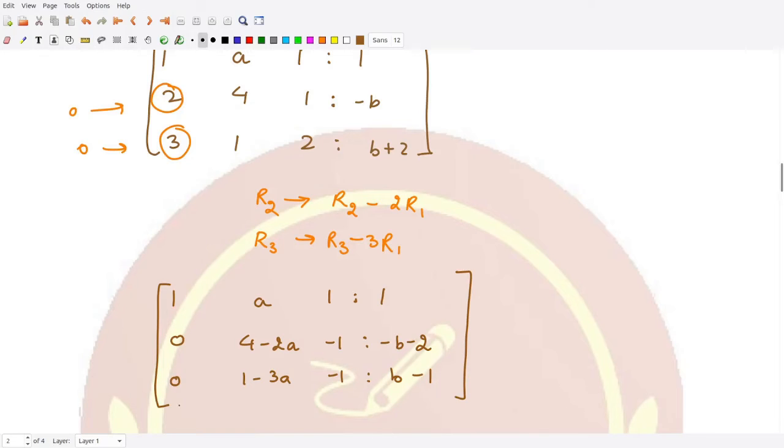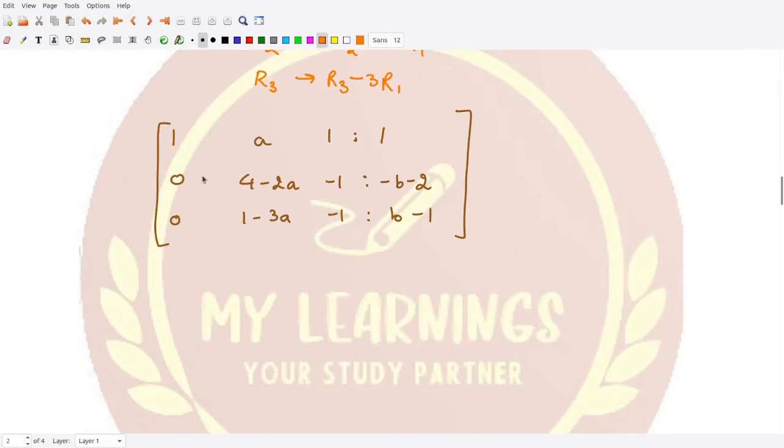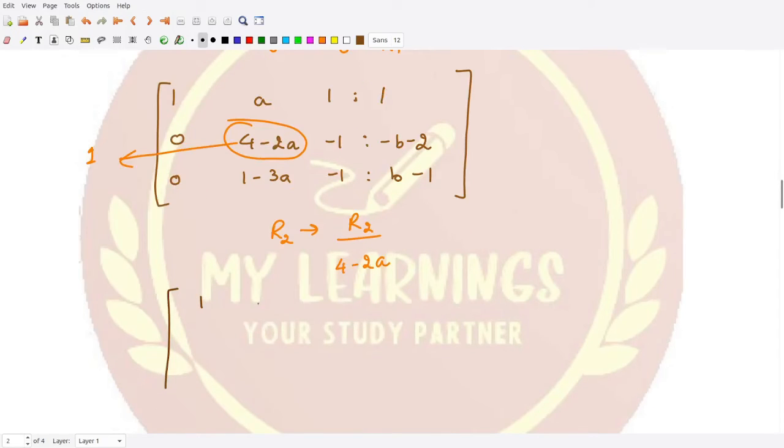Now we want to make this element 1. On R2 we'll divide the row by the element 4 minus 2A in order to make it 1. Let's do that. The first and third rows remain as such: 1, A, 1 and 1, then 0, 1 minus 3A, minus 1 and B minus 1.